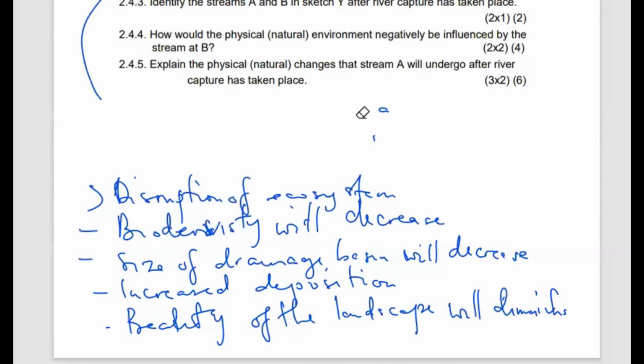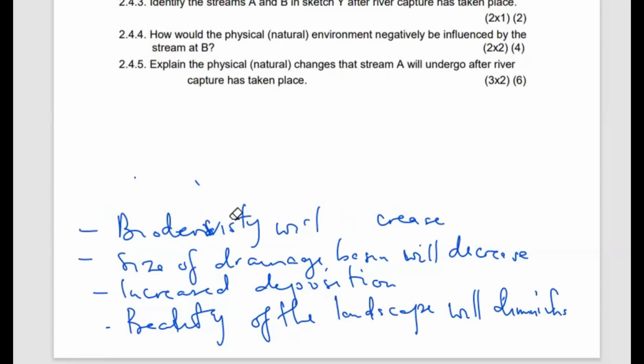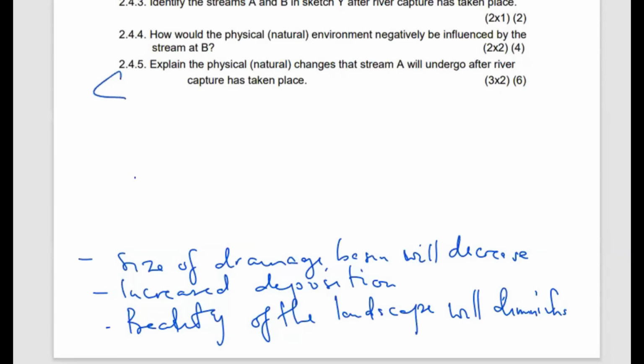Explain the physical or natural changes that stream A will undergo after river capture. We are looking at stream A, which has managed to capture the headwaters of the other stream. What is going to happen? What are the physical changes that are going to happen to that stream which has robbed water from the other stream? What are the changes that are going to happen to that particular stream? The physical changes, right? The first physical change, which is definite, is volume of water will increase.